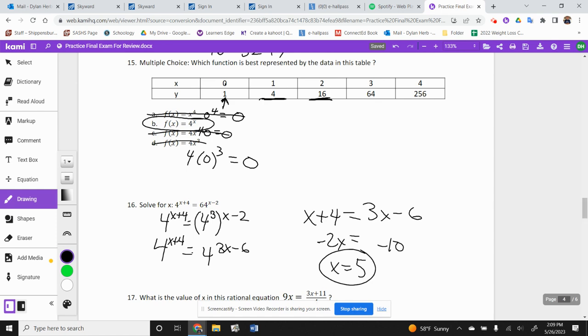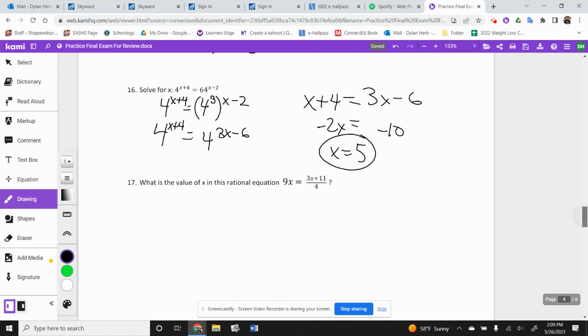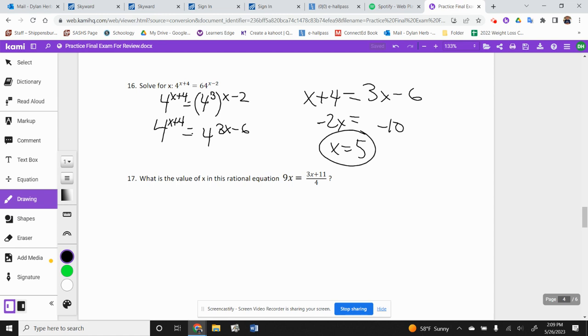Number 17, I'm not going to go through the whole question, but you do have to get rid of that 4 first. So you should be multiplying both sides by 4. If you multiply the left side by 4, you're going to get 36x. If you multiply the right side by 4, you just cancel out the one on the bottom. So all you have left is a 3x plus 11. And you guys can solve that from there.